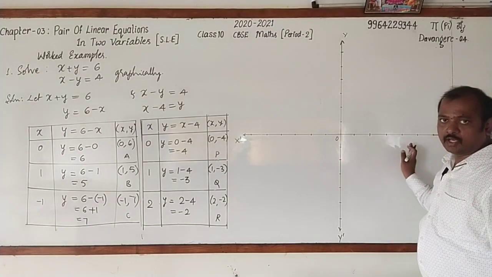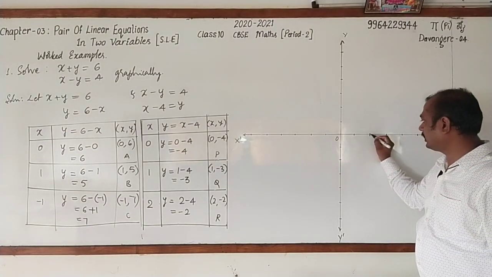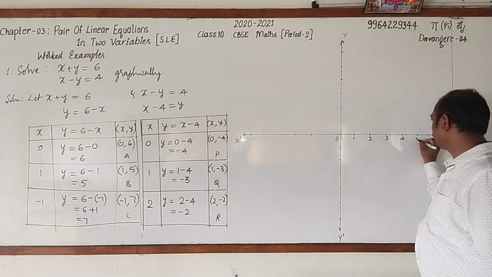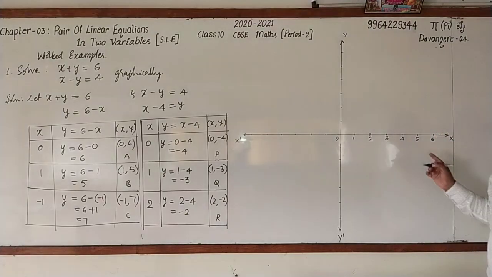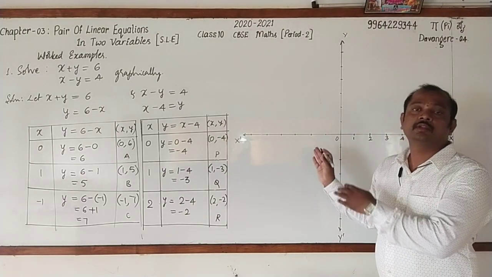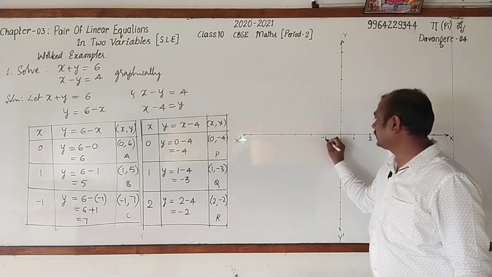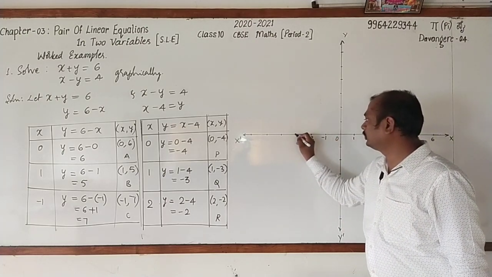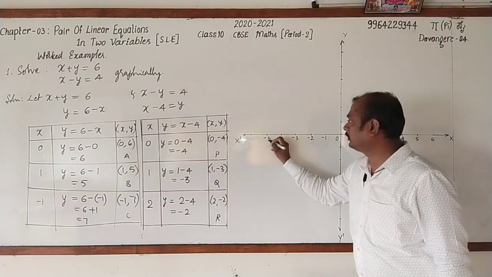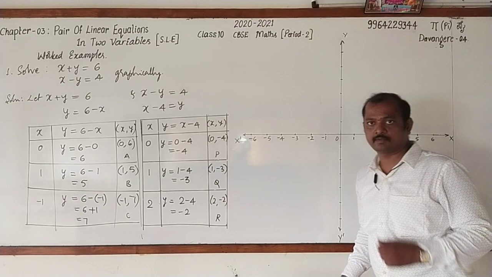Right side of 0 are positive. Here, see that I am marking. This is 1, 2, 3, 4, 5, 6. There must be small numbers. It looks neat. On the left side of 0, the numbers are negative. This is negative 1, negative 2, negative 3, negative 4, negative 5 and negative 6.